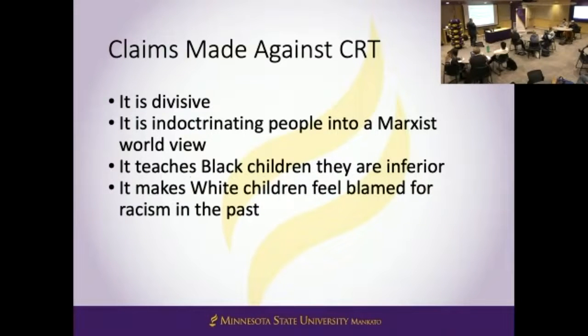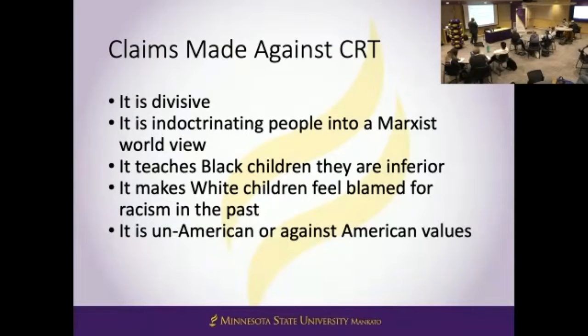Fourth claim, it makes white children feel blamed for racism in the past. Because if one is saying that slavery was a bad thing and white people owned Black people, then in today's world, white children can feel bad about themselves for what happened in the past. So that's the claim. That's one of the prevalent themes I've seen in discussion.